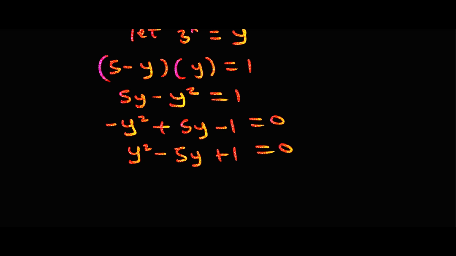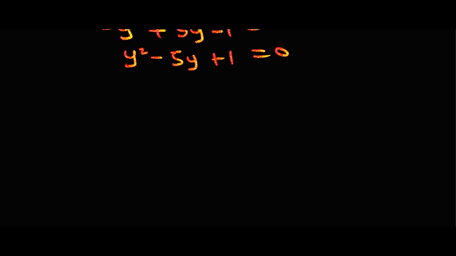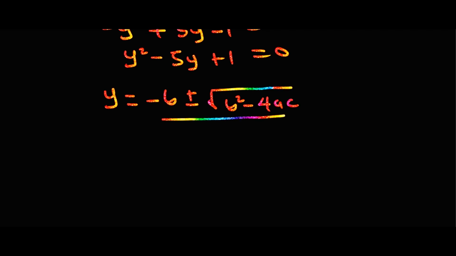So this is a quadratic equation. We can use any method to solve. So let us use the quadratic formula. According to the quadratic formula, this will be minus b plus or minus the root of b squared minus 4ac, over 2a. So let's go ahead and identify a, b, and c. So a is 1, b is minus 5, and c is also 1.